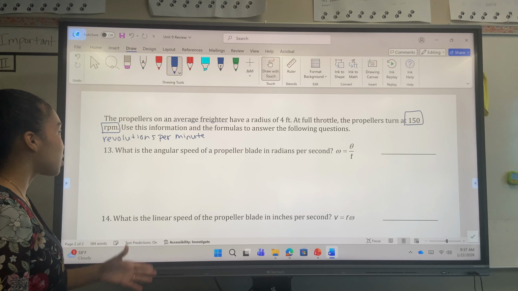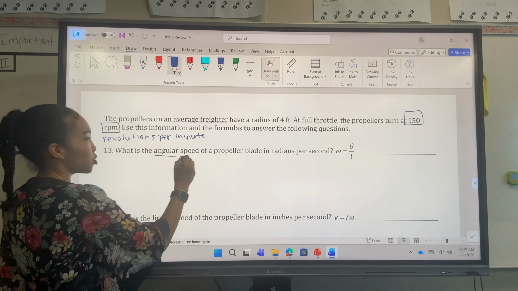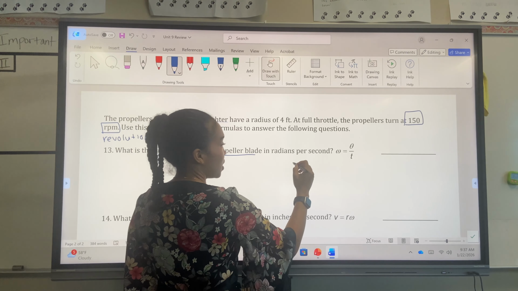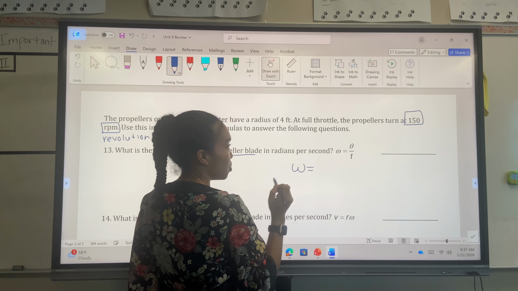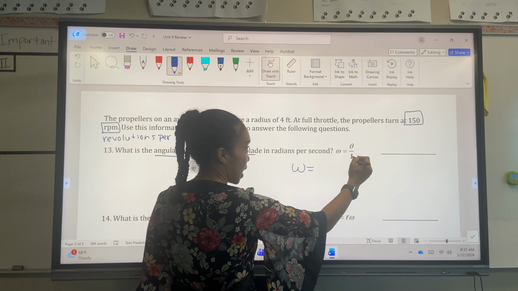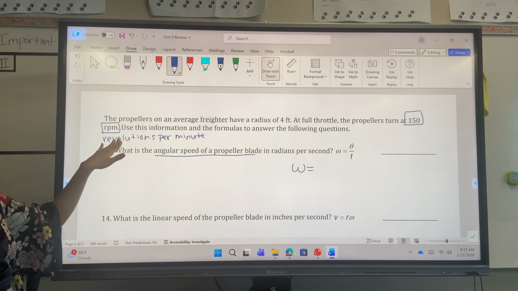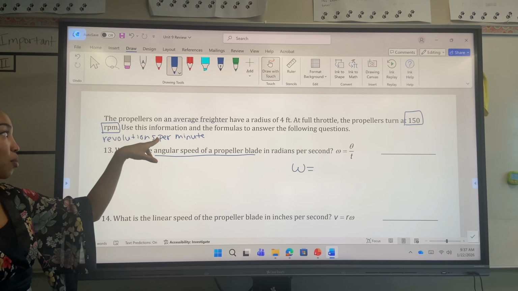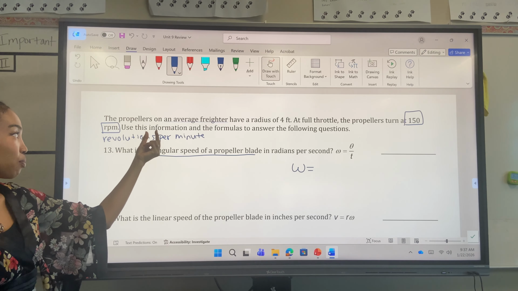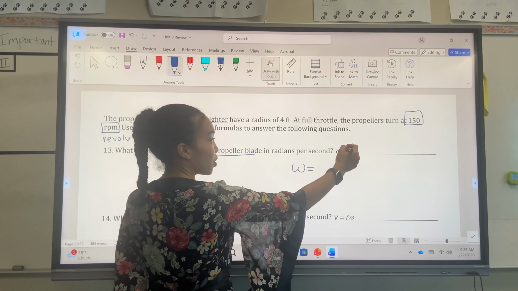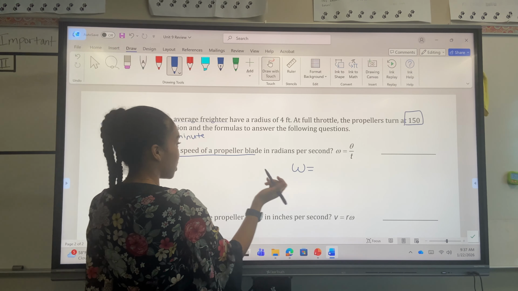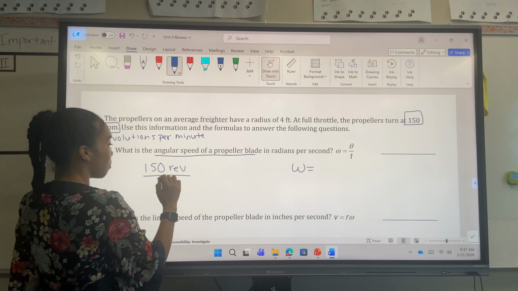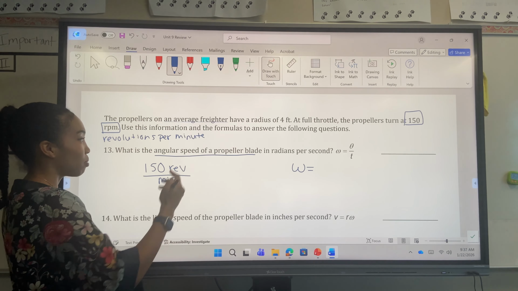Okay, so let's look at the first question. It says, what is the angular speed of the propeller? They already gave you the answer. Angular speed is equal to the angle over time. And that's what we have. We have angle, which is the revolutions, how many laps it does around a circle per minute. So we have angle per time, so we have the answer already: 150 revolutions per minute. That's what they gave us in the problem.